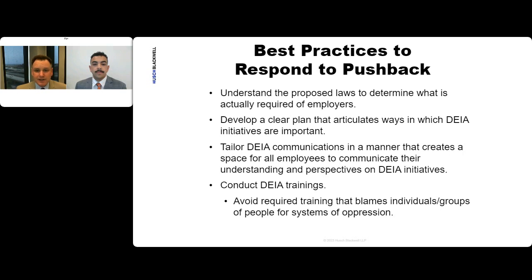If you're developing a plan, and Mike will talk in a minute about some recommendations there, you can do so in a way that articulates the reasons for why we believe it's important, not singling out an individual or a group of individuals as responsible or guilty. Tailor those communications to create space for all participants to communicate, understand, and share their perspectives, again, so it doesn't make any particular group or class feel singled out.